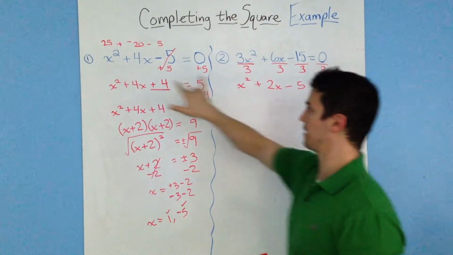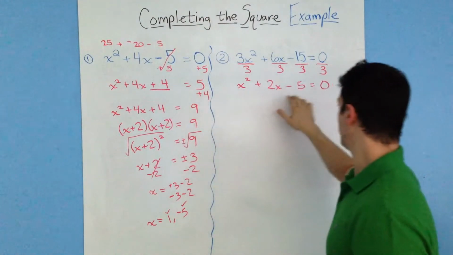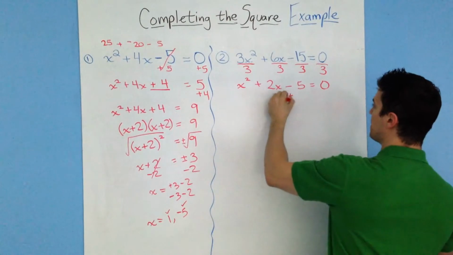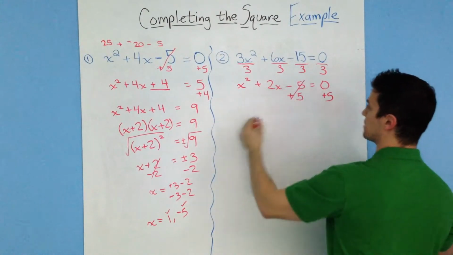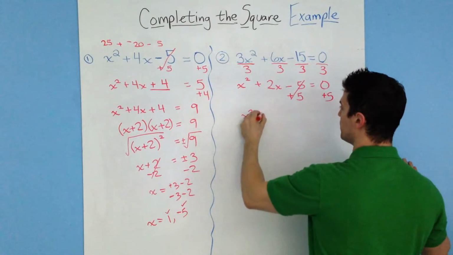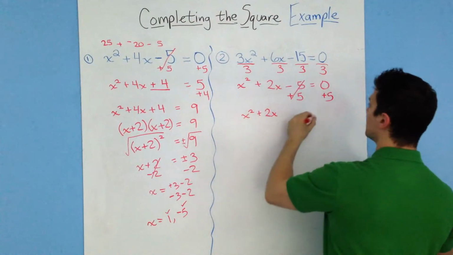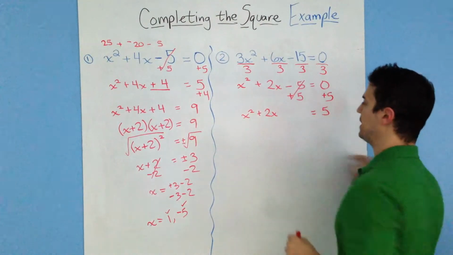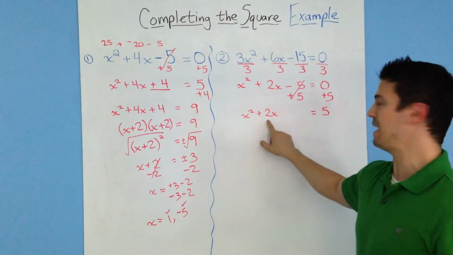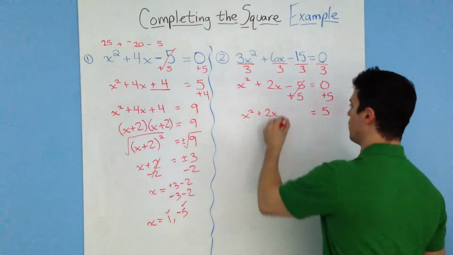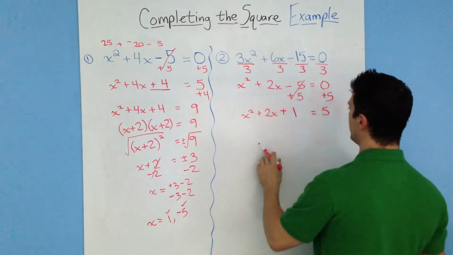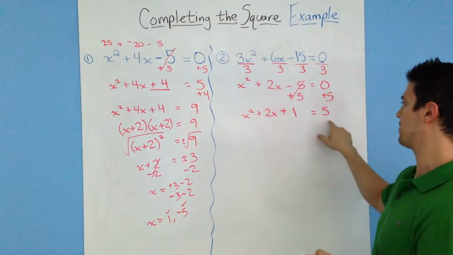So now it looks a lot like the problem over here. So what we need to do is get rid of this 5. So I'm going to add this minus 5 to both sides. This will cancel. You'll end up with x squared plus 2x is equal to 5. Now based on completing the square, we need to divide this by 2 and square it. So 2 divided by 2 is 1, squared is 1. So we end up with a perfect square here is equal to 5.